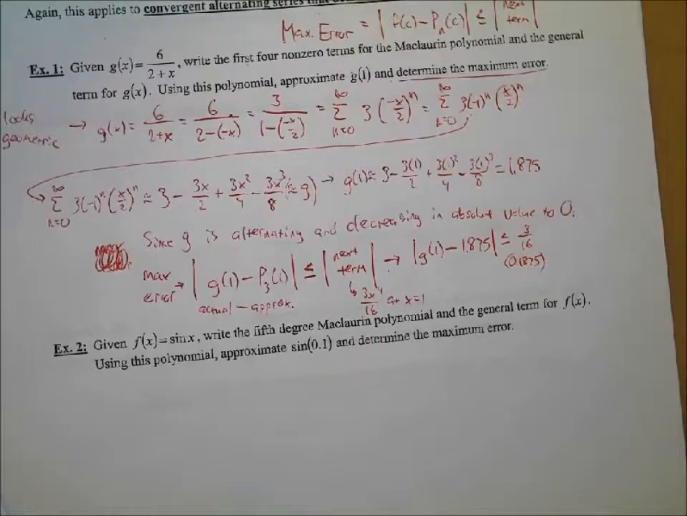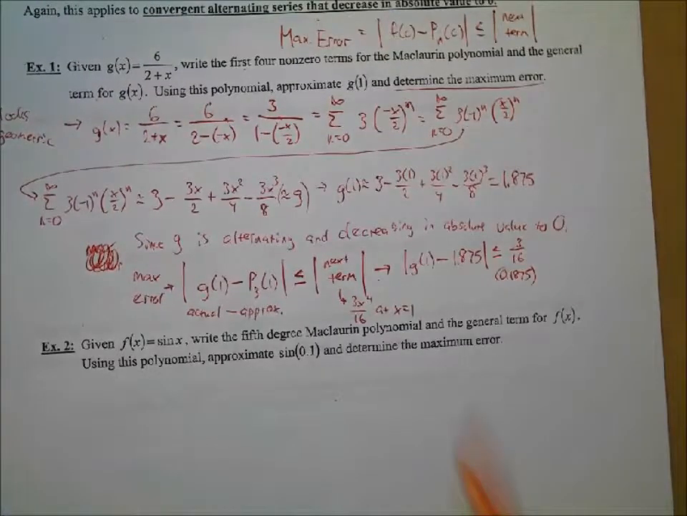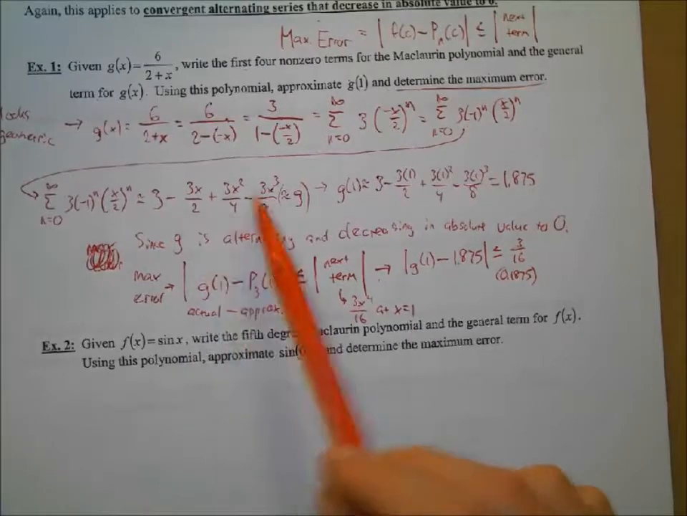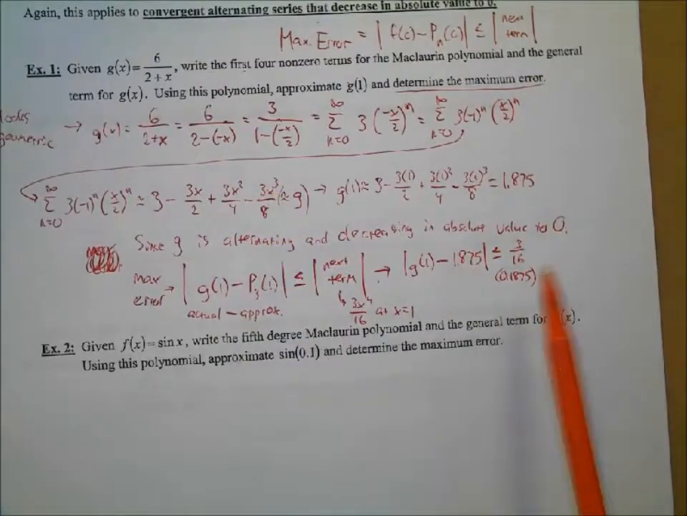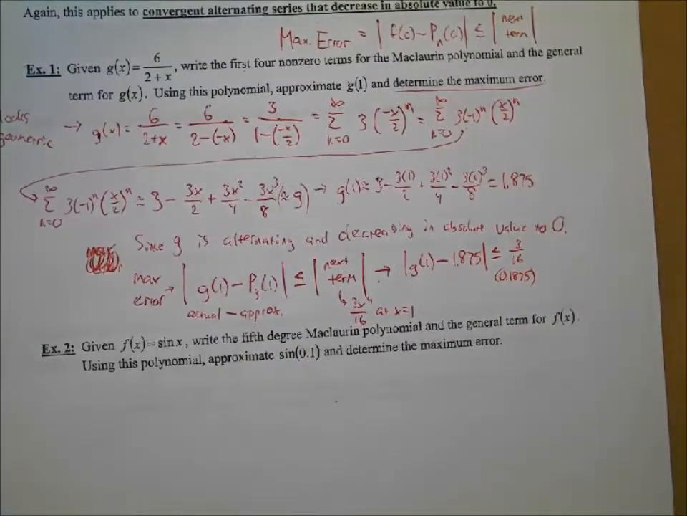And so that's it. The maximum error then, the most we're going to be off by in this third degree polynomial approximation, is 3/16, but probably less than that.